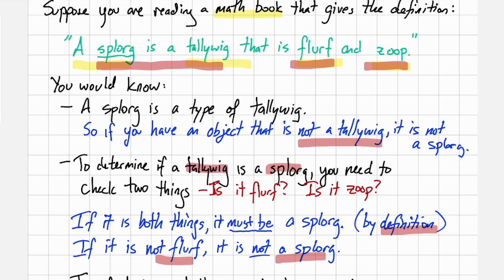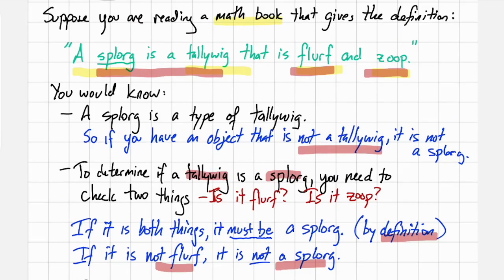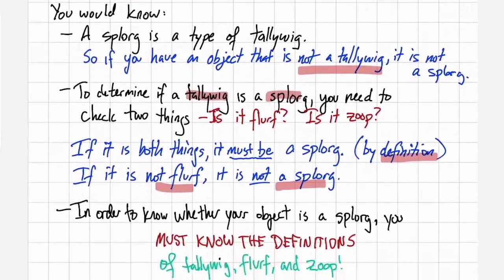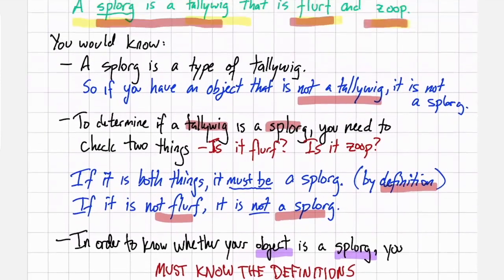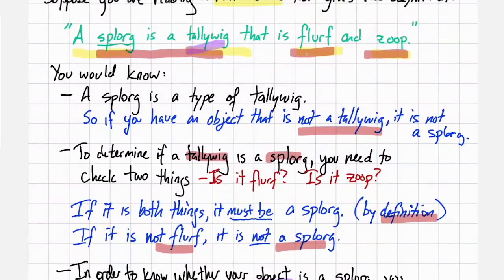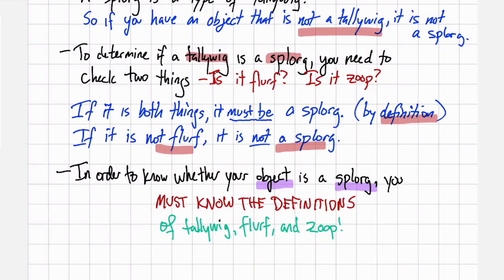Now, even though these names have been completely made up, sometimes when we're reading our math textbook, it sometimes feels like the language is made up as well. But there is one thing of which you can be sure. In order to know whether your object is a splorg, you have to know what a tallywig is, you have to know what flurf means, and you have to know what zoop means. So, in math, definitions build on top of definitions, on top of definitions, and on top of definitions.